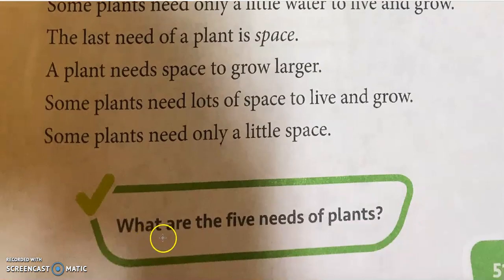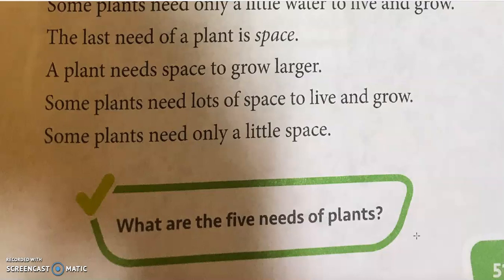And the question here, what are the 5 needs of plants? Who can answer that question? Yeah, everyone, let's answer that question all together. Plants need light, air, water, dirt, and space to live and grow. All right, very good.